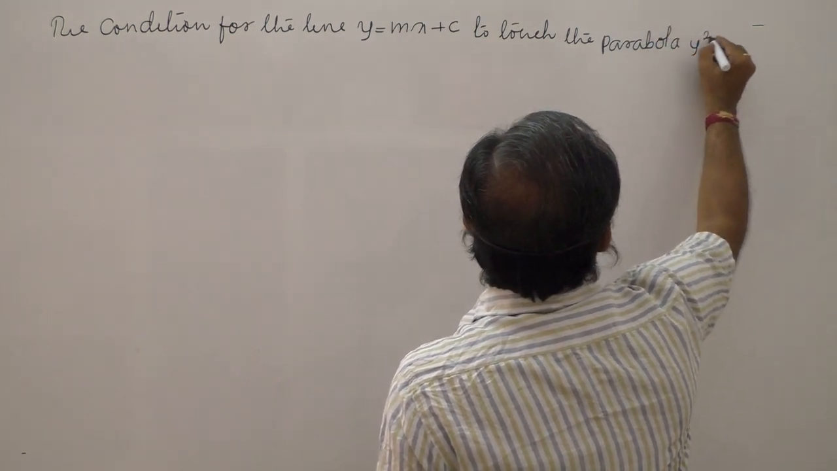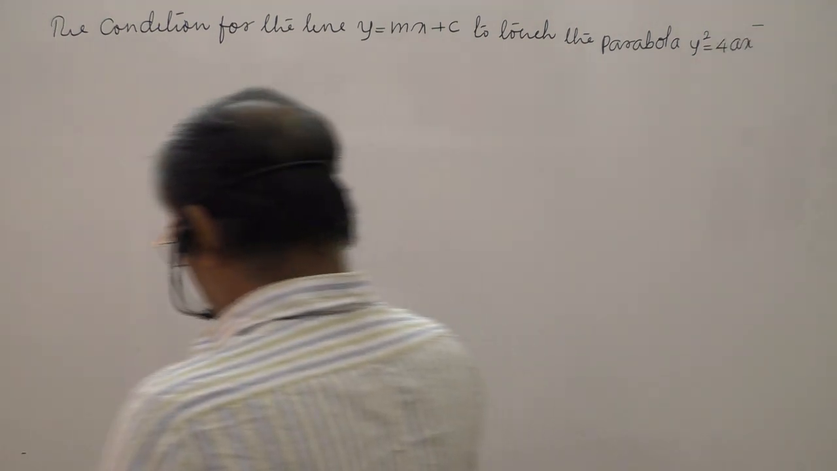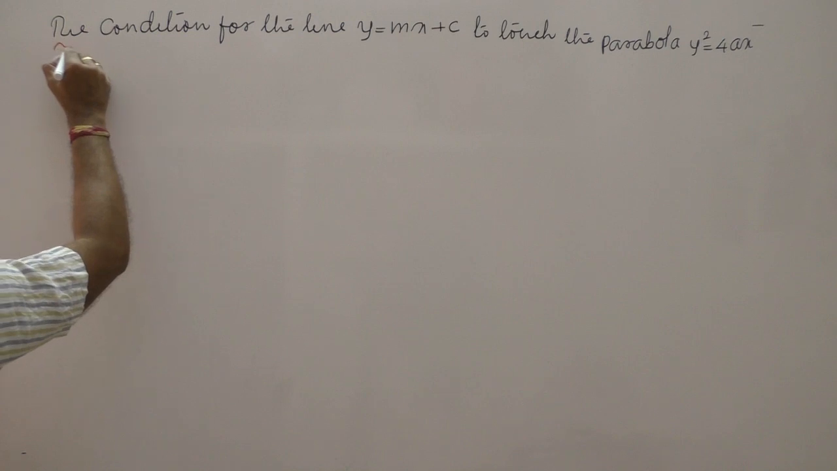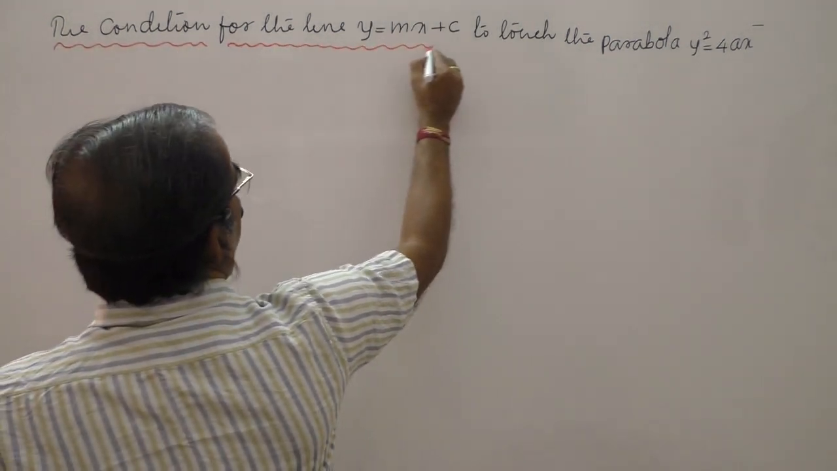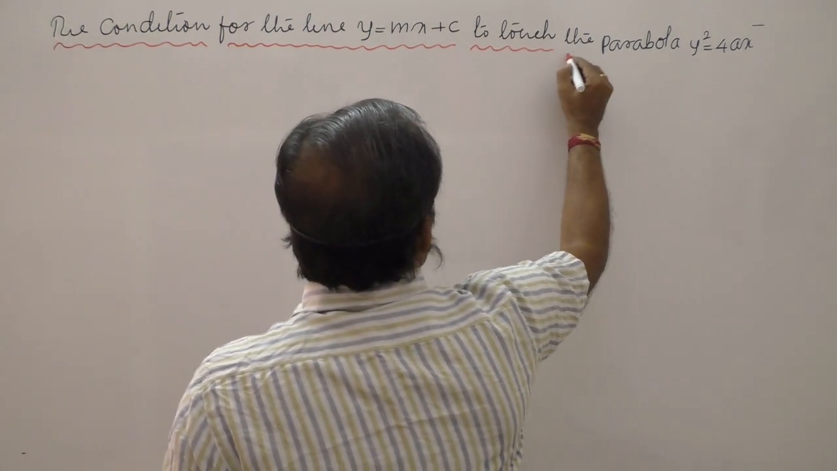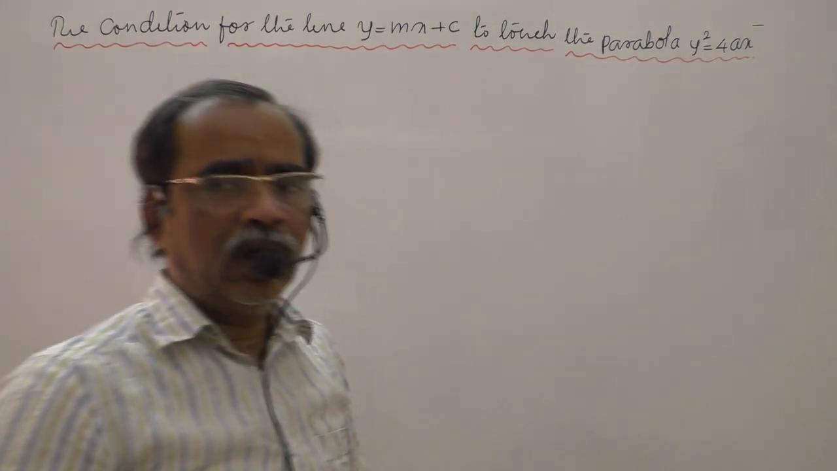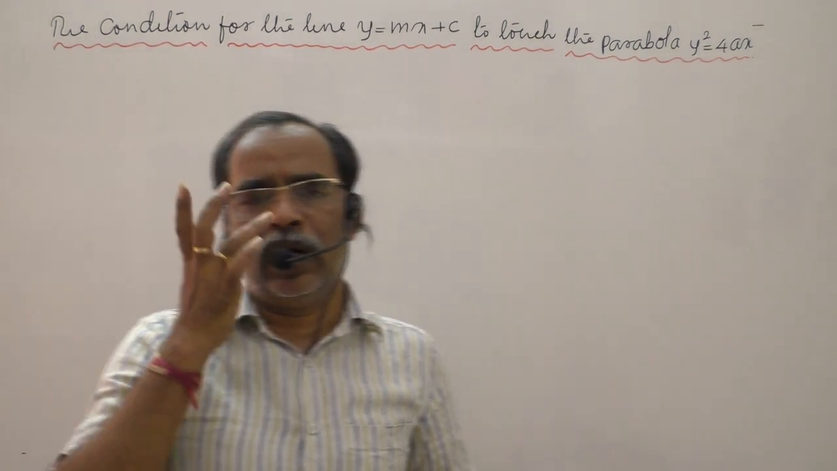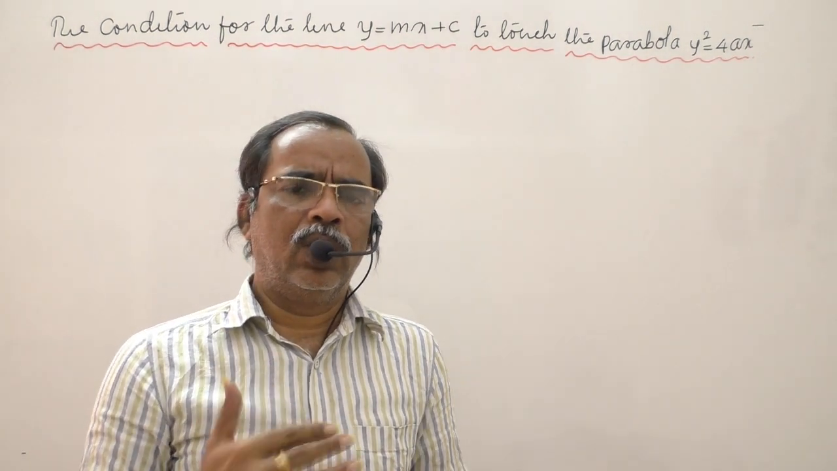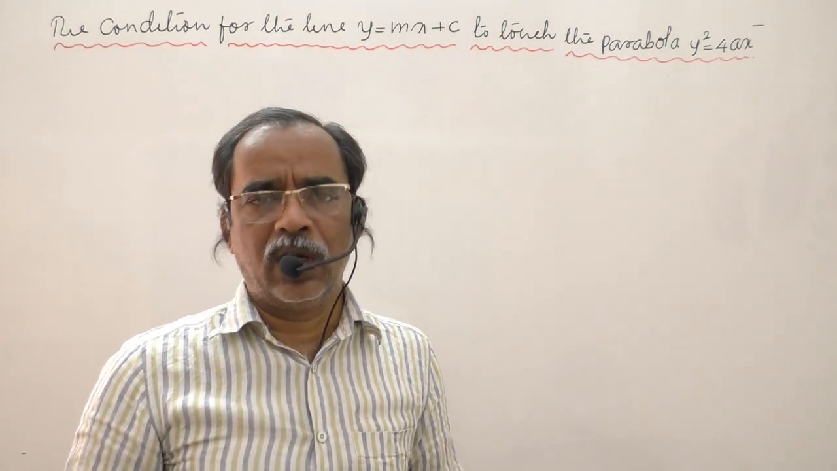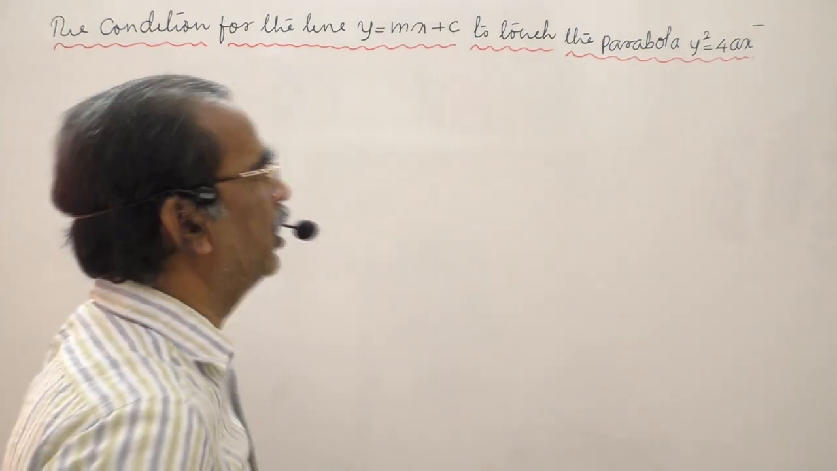y square is equal to 4ax. Yes. Now we will discuss this concept: the condition for a line to touch the parabola y square equal to 4ax. In circles, if a circle and a line are given, the condition for the line to touch the circle is d equal to r. Similarly, we will obtain a condition here.